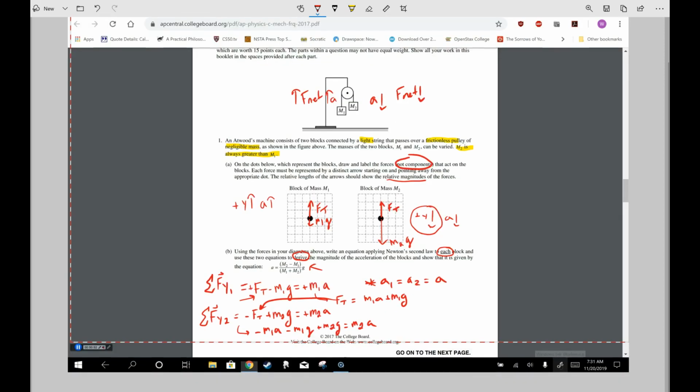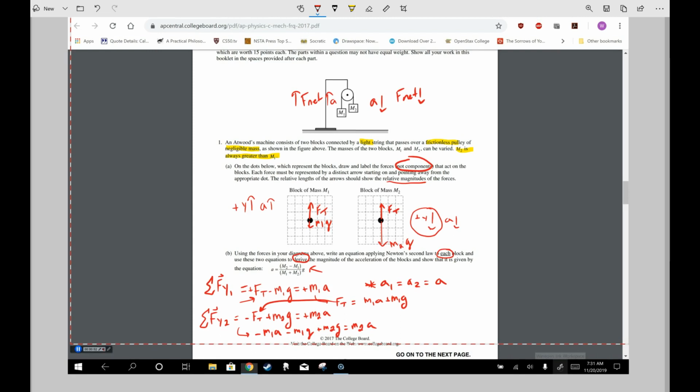So now I need to gather like terms, remove the common factor, and divide. So what I need to do now is get the a's on the same side. So I'm going to keep the m2g minus the m1g, just rearranging because I don't like starting with negatives. Maybe I'm weird, I don't know. And then m2a, and I need to add m1a to both sides, so I add an m1a to both sides.